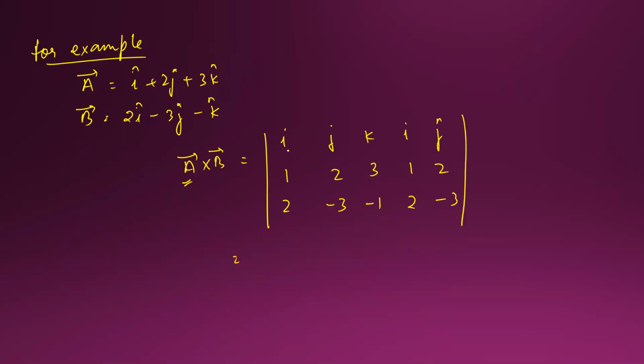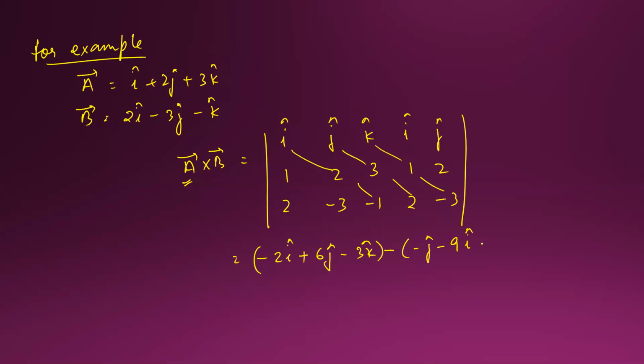Now cross multiply these vectors in this manner, so you will get minus of 2 i cap plus of 6j cap, placing the cap over here because you know that these are the unit vectors. Now minus of 3k cap minus, this will be minus of j cap minus of 3 3s are 9 i cap plus of 4k cap.